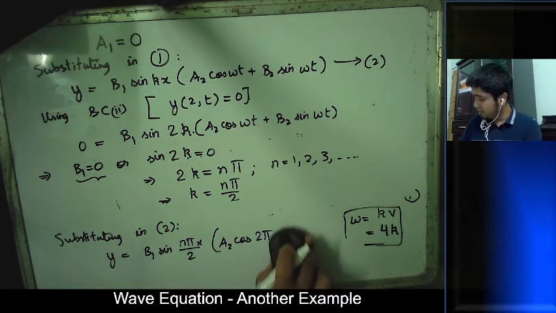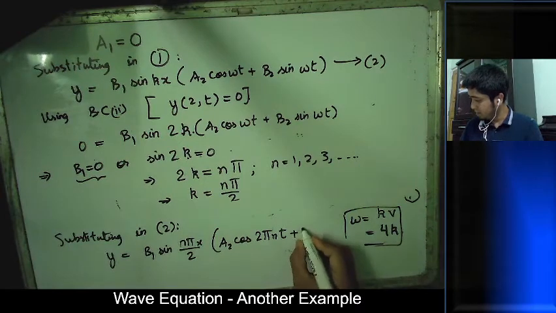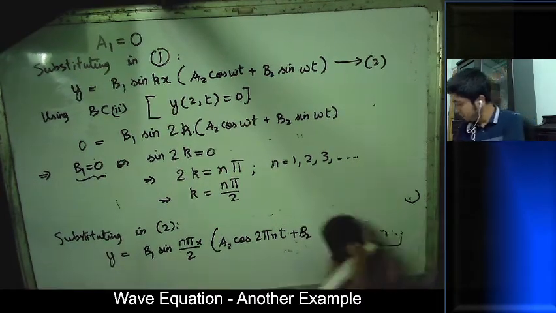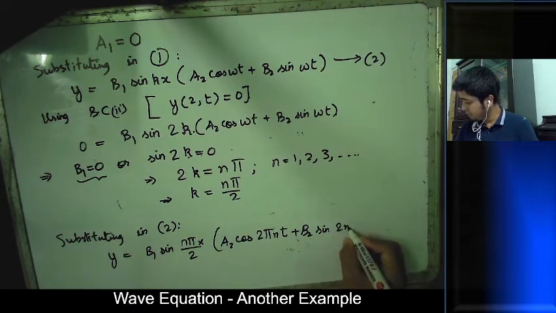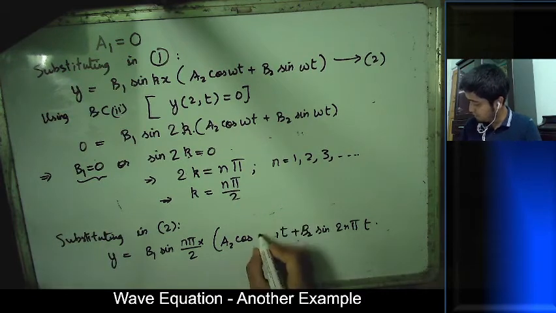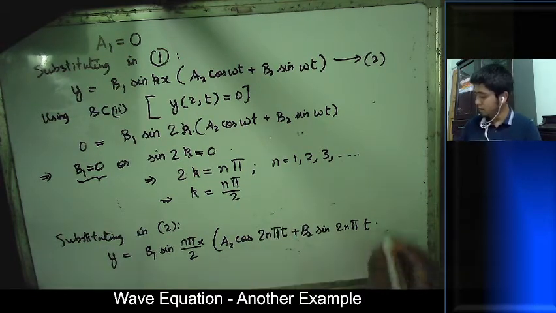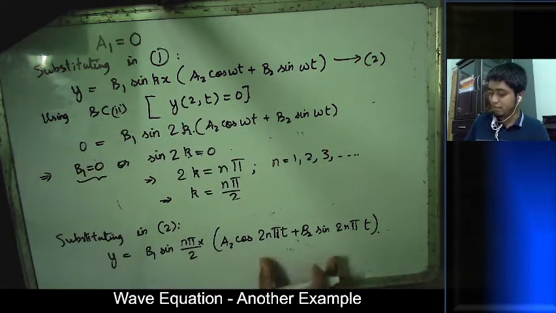2nπt, sorry, and b2 sin 2nπt. Maybe I'll write it as nπ. It just looks better. So this is what we are having. So we have used both the boundary conditions and we actually get this.